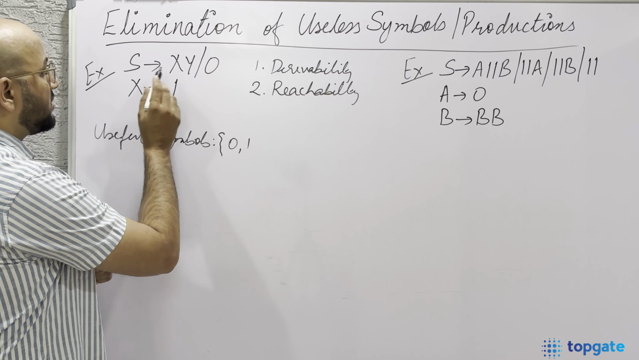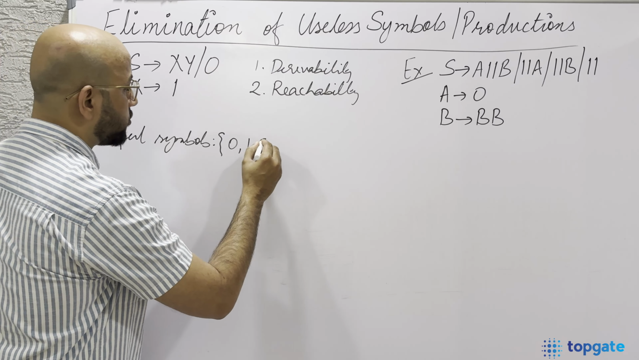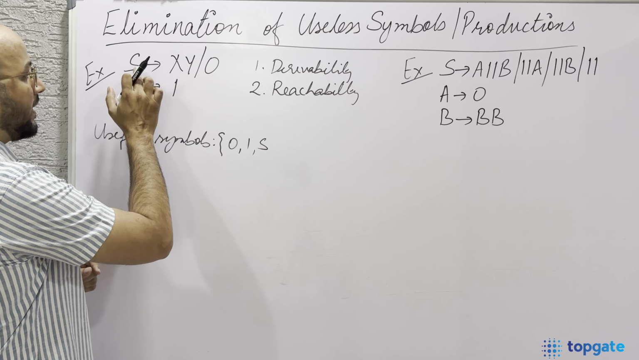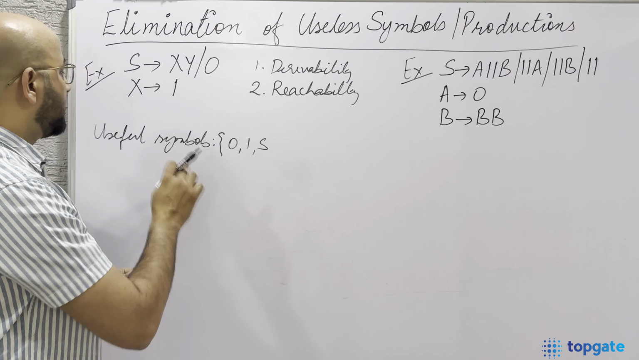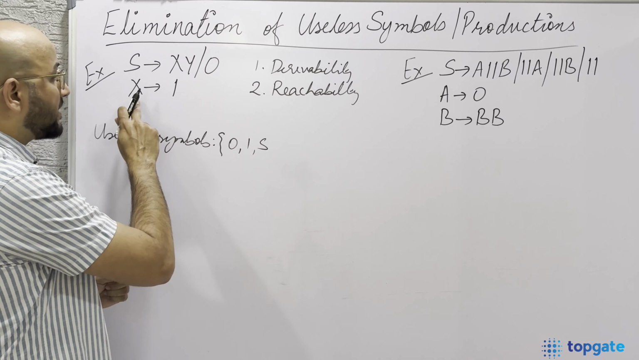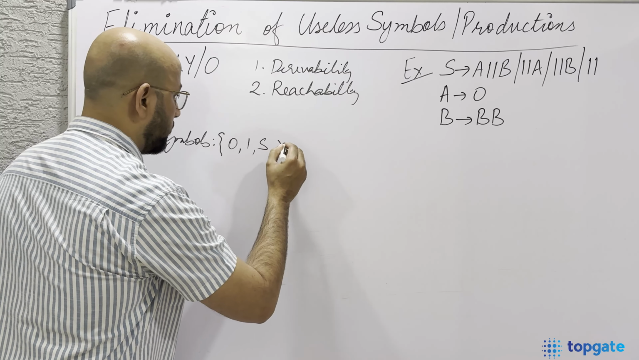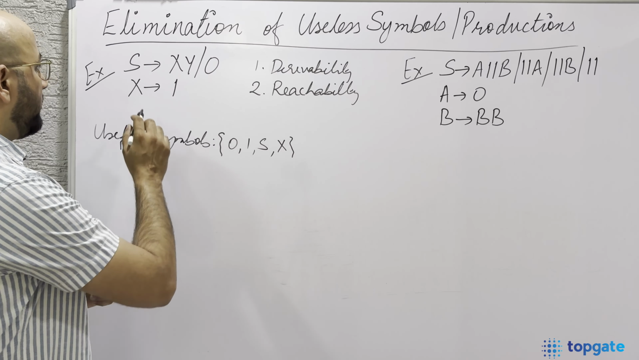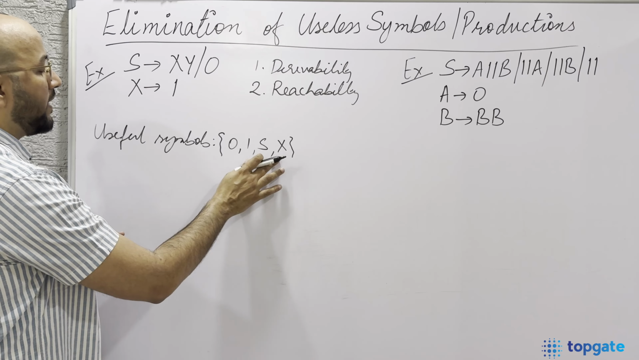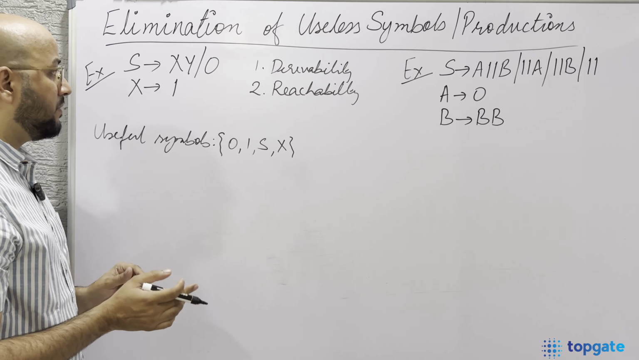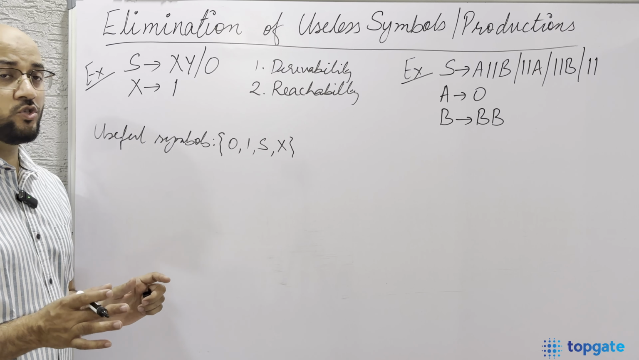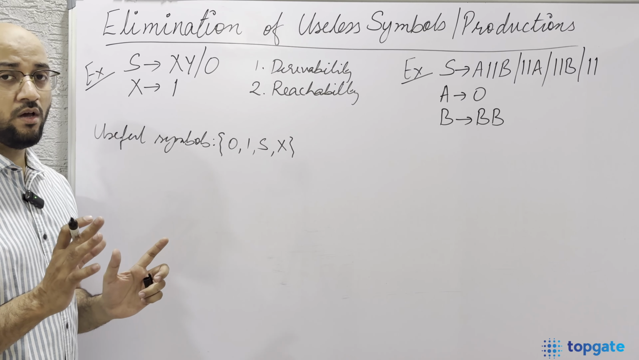Let's see. We have S tends to 0, you can see. That means S is also a useful symbol, since S is deriving a useful symbol. Similarly, we have X tends to 1, and 1 is in this category. Therefore, X also becomes my useful symbol, so I'll write this X here. Now, you can see Y is not deriving any terminal string, so this Y cannot come here. This is my useless symbol, and therefore Y has to be eliminated, and we will eliminate all the production rules wherever there is Y on the right hand side.